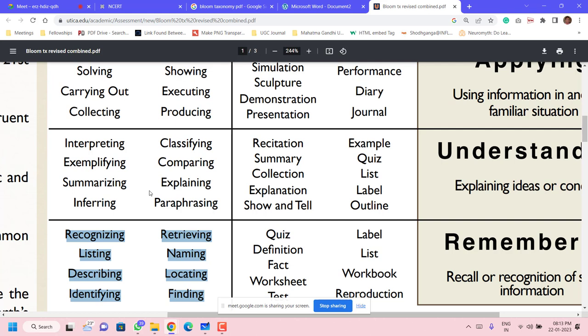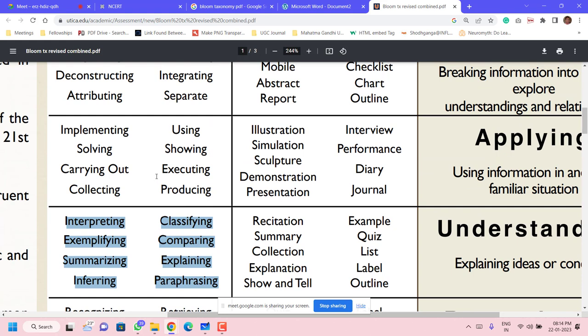So when you write a lesson plan, you don't write the objective that a student will understand the different types of triangle. No, you write: a student will be able to classify, compare two types of triangle. They will be able to compare the different properties of two triangles. They will be able to explain the property of a triangle. They will be able to differentiate, compare and contrast. That is how you will be able to see this objective.